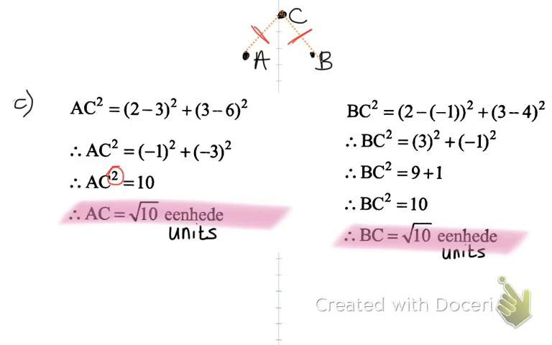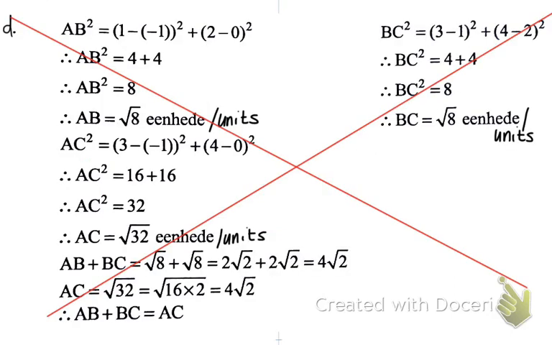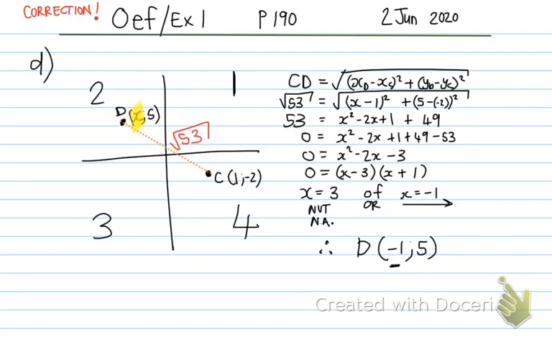Now, number D in your memo is totally wrong. That's not what you were supposed to do. So there's a correction page that your teacher sent to you, and this is the correction page. So here's what you do. They say C and D are square root 53 units apart. The coordinates of C are (1, negative 2) and the coordinates of D are (x, 5), and we need to find x.